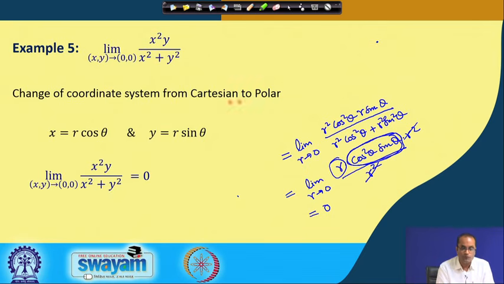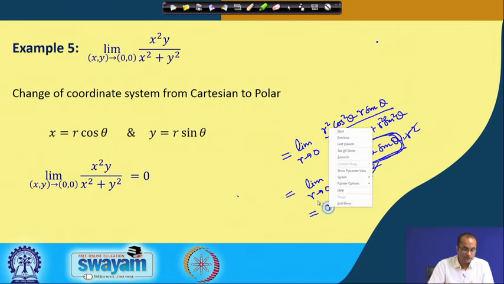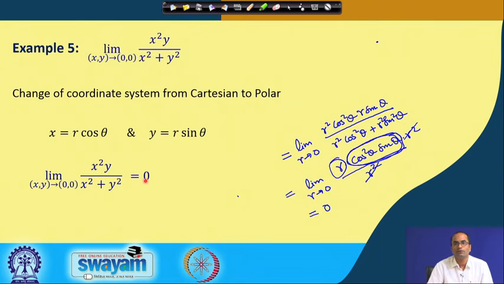So, by changing the coordinate system, the evaluation was easy and we could conclude that the limit is 0. Note again that we have not fixed the path, because this limit we got independently of theta. So, without fixing the value of theta, we have approached 0. So, this limit is not along a particular path, it is independent of the path. So, that is what I said, that changing the coordinate system is very helpful.